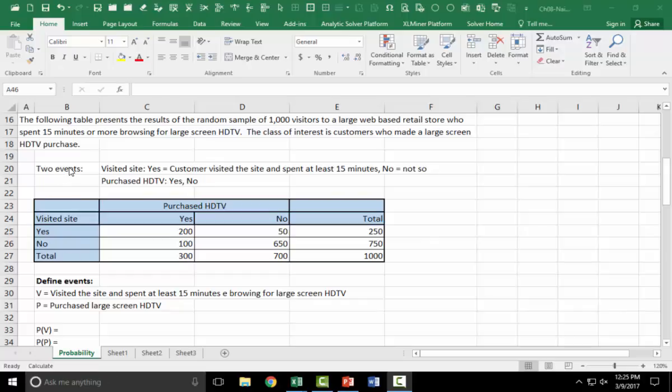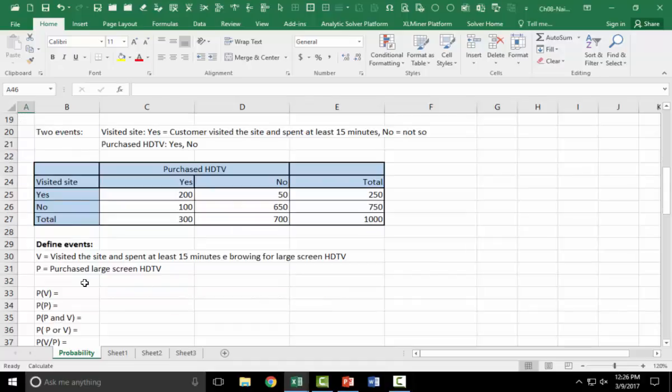Here we have two events. One event is whether a customer who visited a website spent 15 minutes browsing. So two possibilities, yes or no. And then you have a second variable, that would be your target variable: whether that customer purchased an HDTV or not. So yes or no. And this is the data that you have from your transaction database.